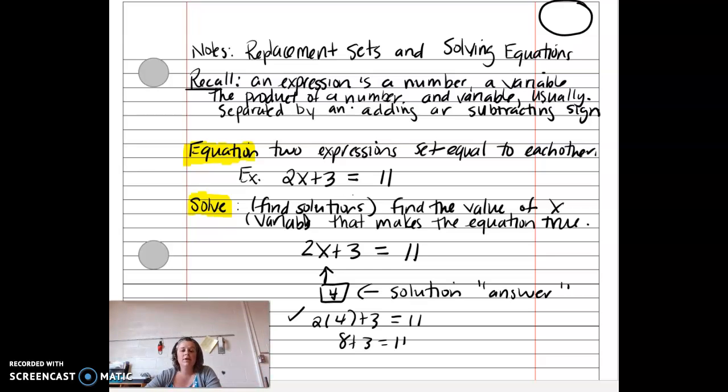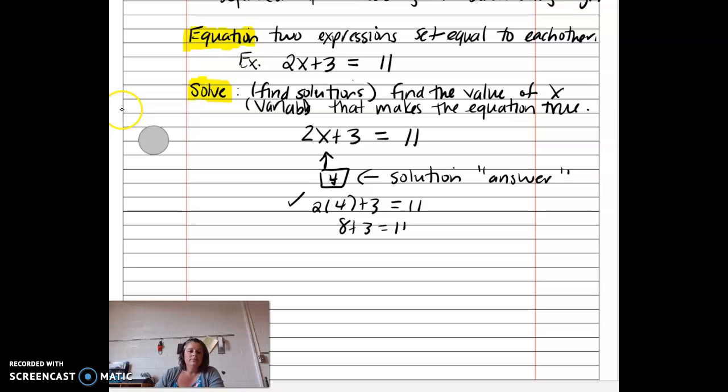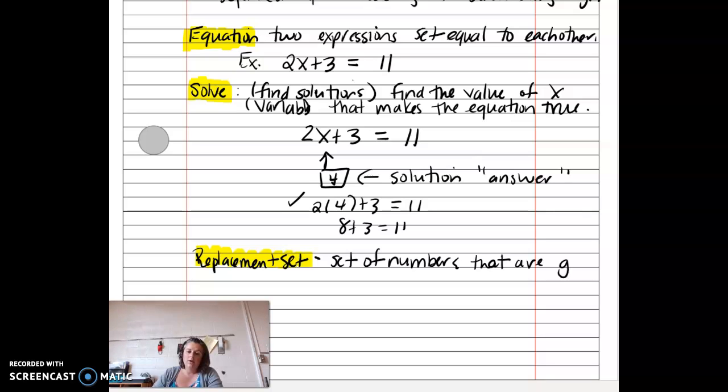All right, another word for us today. I'll highlight this as well when I'm done here. It's called a replacement set. A replacement set is just a set of numbers that are given to you that might make the equation true.